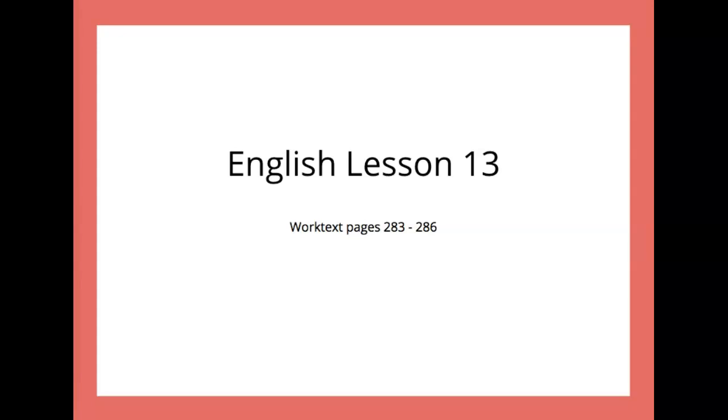Hello everyone! Today in English we will focus on subjects of sentences. Last week we learned about sentence parts.